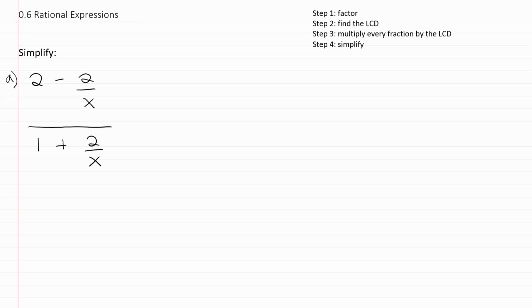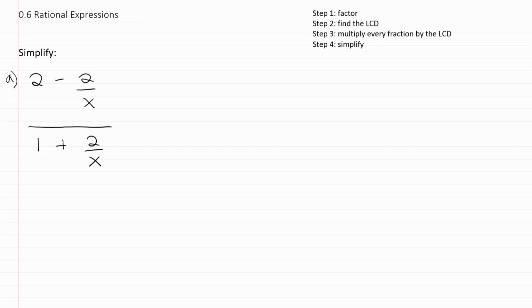All right, in this video, we're simplifying complex fractions. What we're going to do is simply multiply every fraction that makes up the complex fraction by the LCD for all the fractions in the complex fraction. So what I need to do first is find the LCD. Normally you would factor to do that.